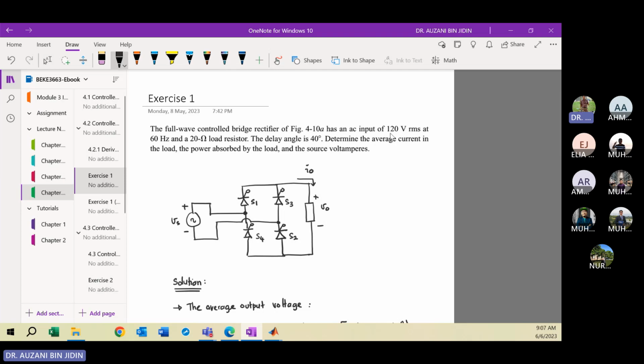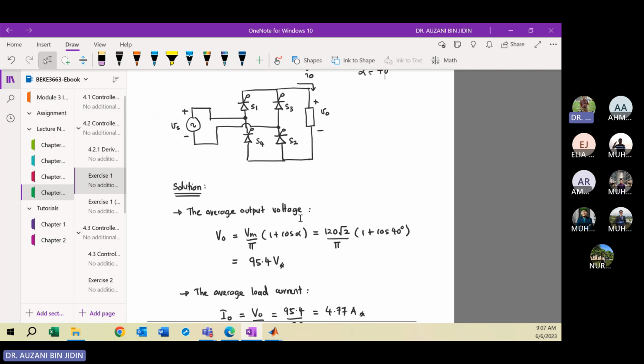The AC is 120 volt RMS, also given in RMS. Frequency is 60 Hz, load 20 ohm. The delay angle alpha is 40 degrees. So you need to calculate the average current in the load, power absorbed by the load, and the source volt amperes.